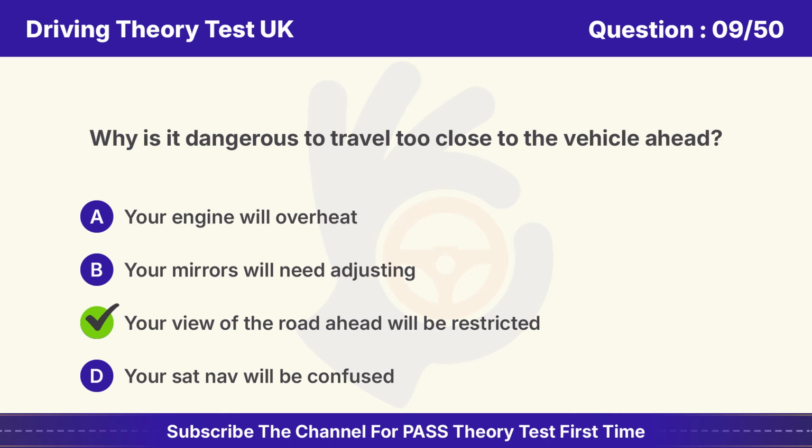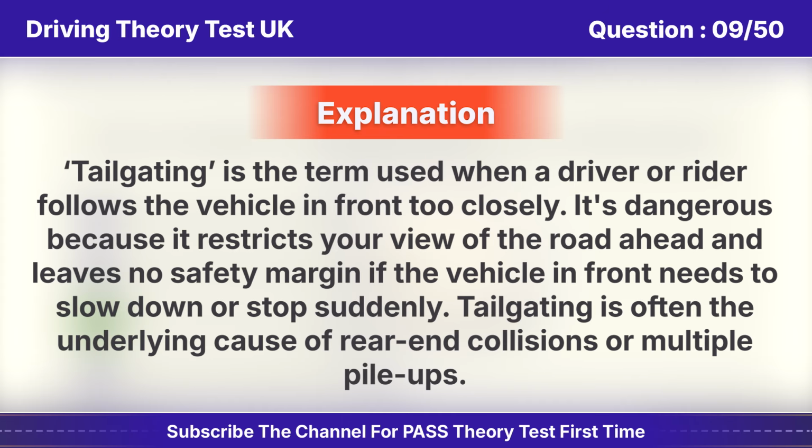Answer is C. Your view of the road ahead will be restricted. Tailgating is the term used when a driver or rider follows the vehicle in front too closely. It's dangerous because it restricts your view of the road ahead and leaves no safety margin if the vehicle in front needs to slow down or stop suddenly. Tailgating is often the underlying cause of rear-end collisions or multiple pile-ups.